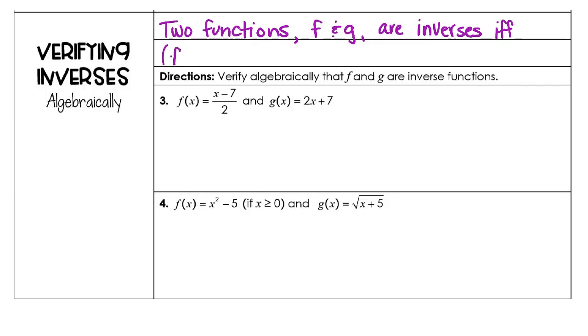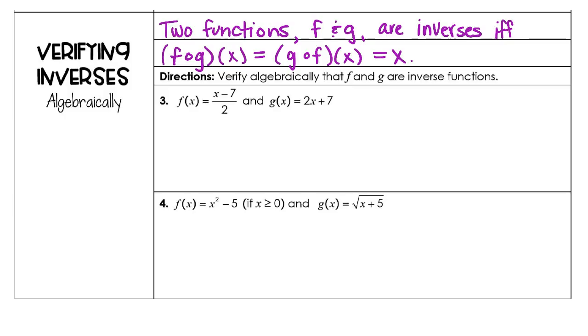We have f composite g of x equals, and now we're going to reverse the order, so we're going to say g composite f of x, and both of those have to be equal to x. If that's the case, then they are inverses of each other.